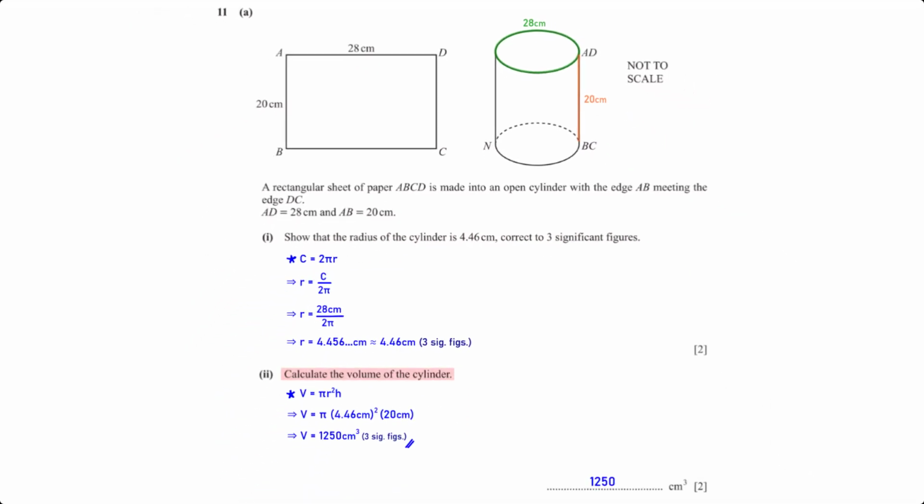Calculate the volume of the cylinder. Here is the formula for the volume of a cylinder. The radius r is 4.46 centimeters and the height h is 20 centimeters. When we type this into the calculator, we get 1250 centimeters cubed, rounded to 3 significant figures.